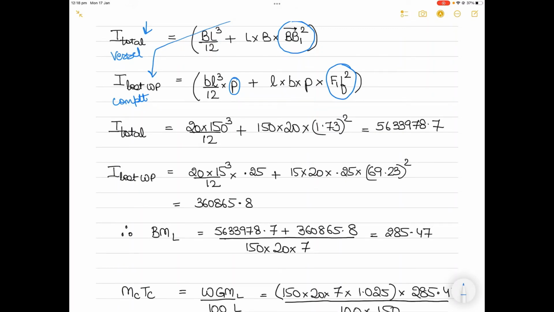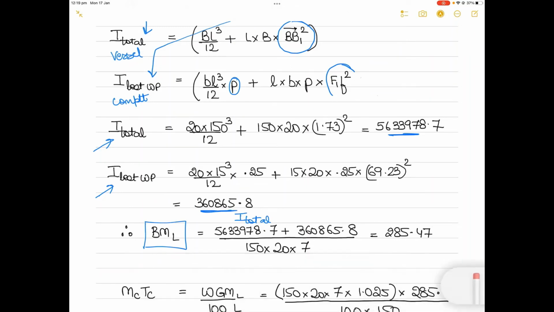So then just put in the values. You know the values already. We have found BB1, we have found F1F, or we can say B1F, whatever you want to call it. Don't get confused, this is either or. Don't think I'm saying divided by. So you can use either value. So for I total, just put in the values here and find out what I total is, and then for I lost, put in the values and find the value here, and then put it in the overall formula of longitudinal BM. So this is I total.